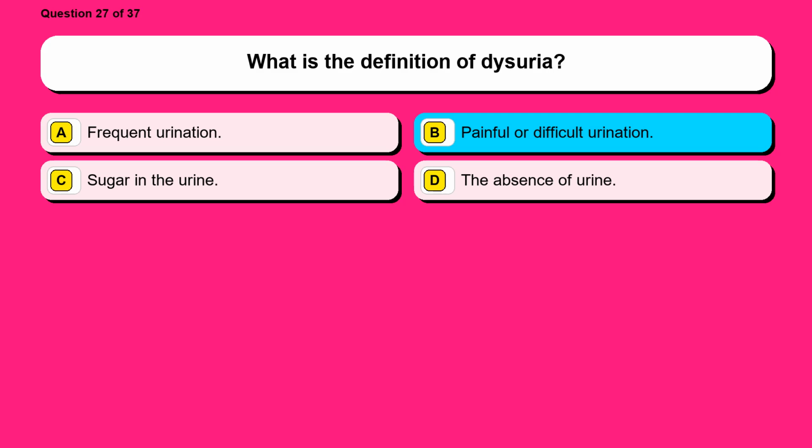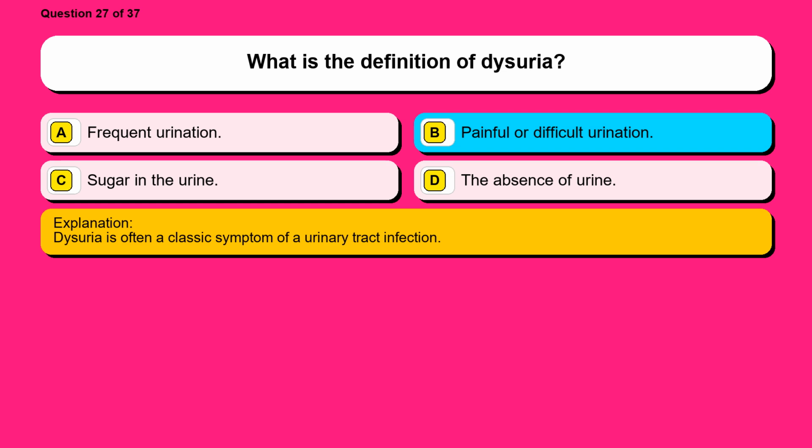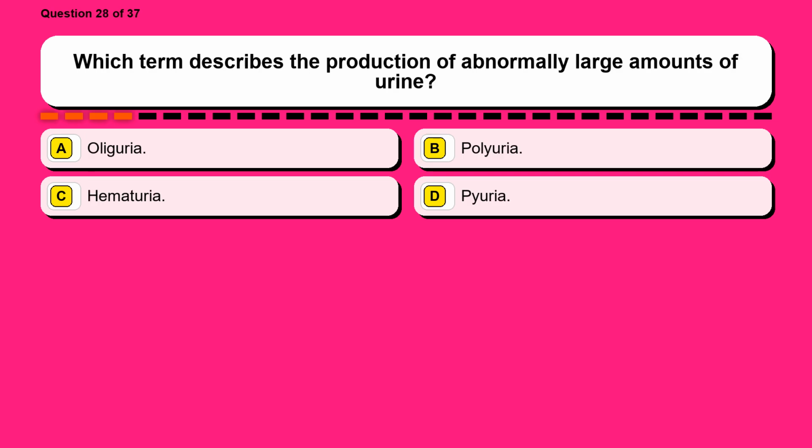The correct answer is option B. Painful or difficult urination. Dysuria is often a classic symptom of a urinary tract infection. Question 28. Which term describes the production of abnormally large amounts of urine? Option A. Oliguria. Option B. Polyuria. Option C. Hematuria. Option D. Pyuria.